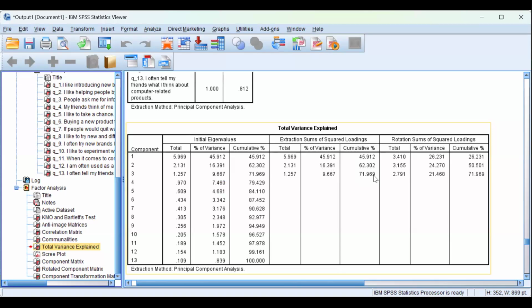Now, this is the total variance explained. This total variance explained is made up of two things: one is the common variance and another is the unique variance. Can you see there are two tables? Something is being explained here, and something is being explained here. However, you can see the values are different. The cumulative value here is 45.912 and here it is 26.231.